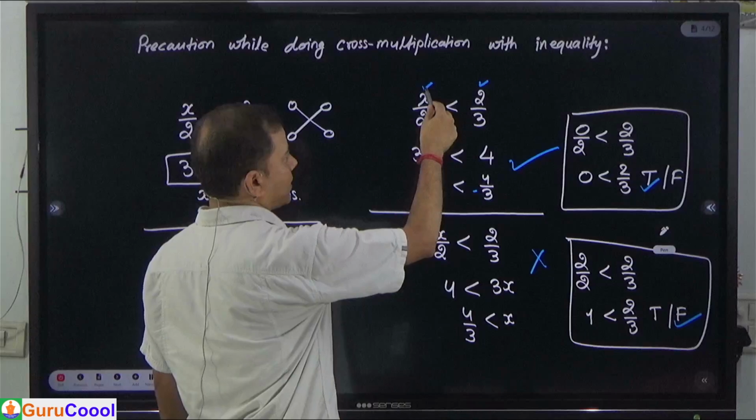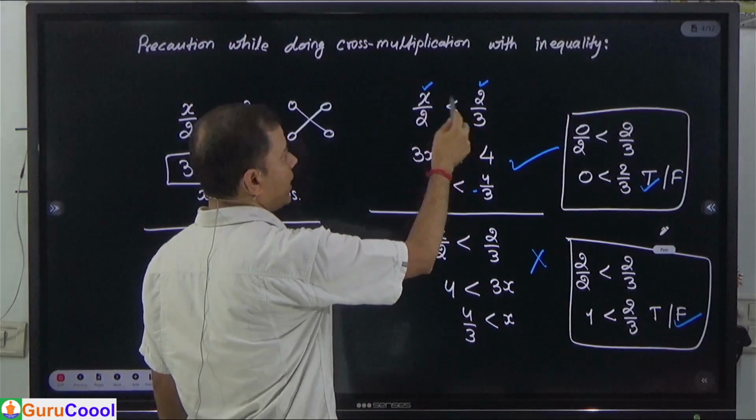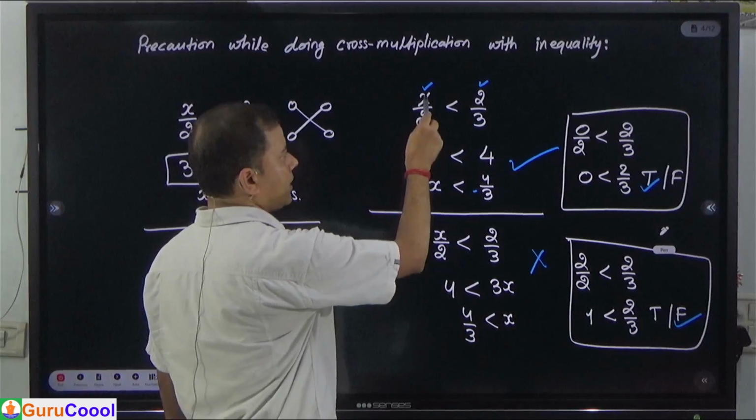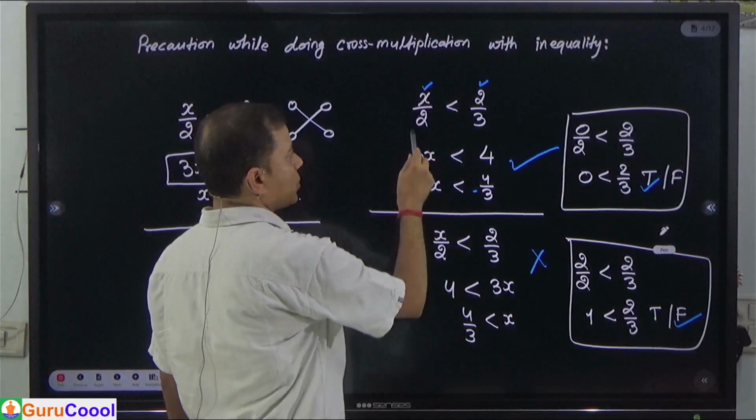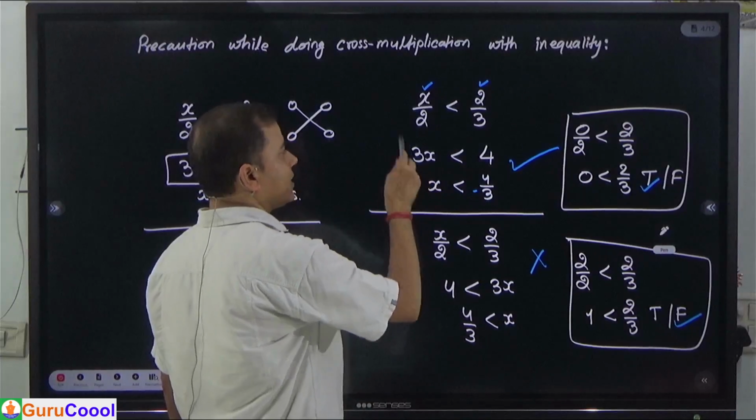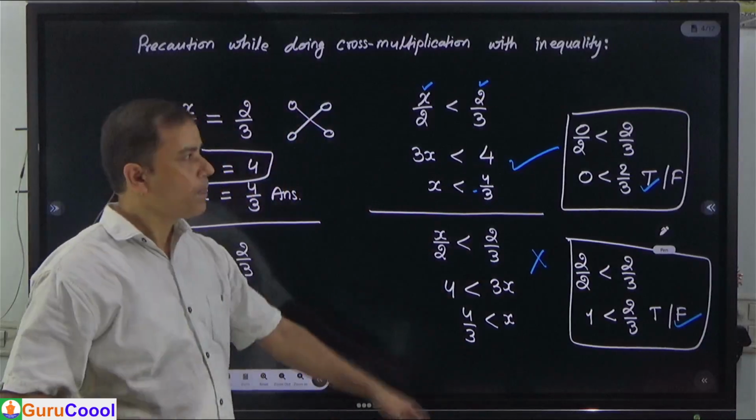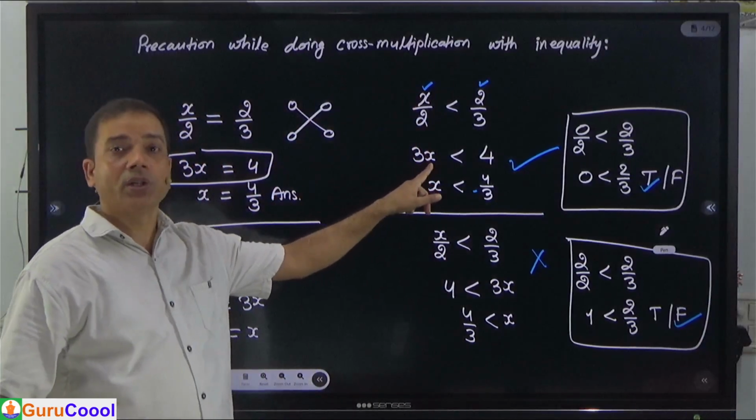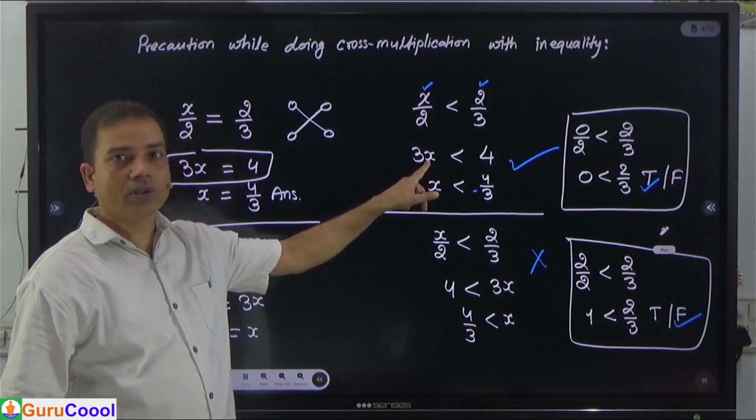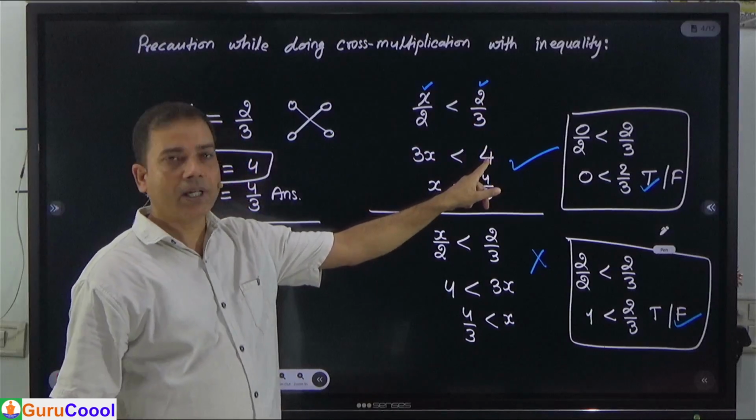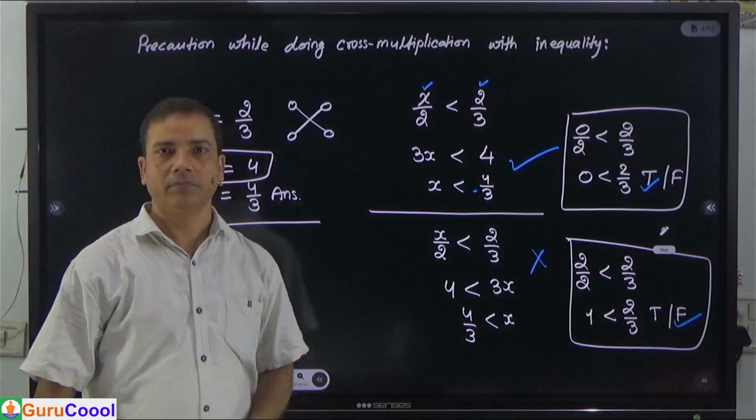3 times x comes 3x. So this 3x will go to the same side where x is residing. X is residing on the left side, so you have to keep 3x on the left side only. Means numerator should not change its side. X is on the left, x still should be on the left after cross multiplication. This 2 is on the right side, this 2 is still on the right side after multiplication.